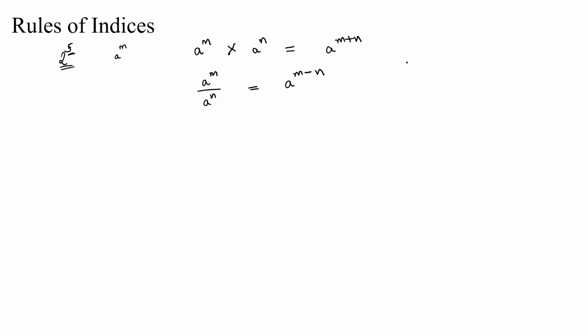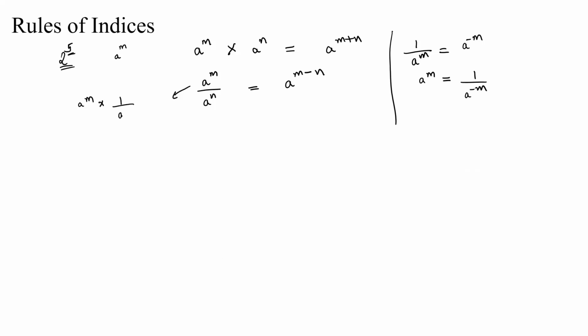Now before this, you should know that 1 upon a raised to power m, if you take a reciprocal of a number with an index, the sign of the index changes. So 1 upon a raised to power m, and you take the reciprocal of this number, this is a raised to power m, the sign of the index changes, so you get a raised to power minus m. Similarly, if you have a raised to power m, you can write that as 1 upon a raised to power minus m, right?